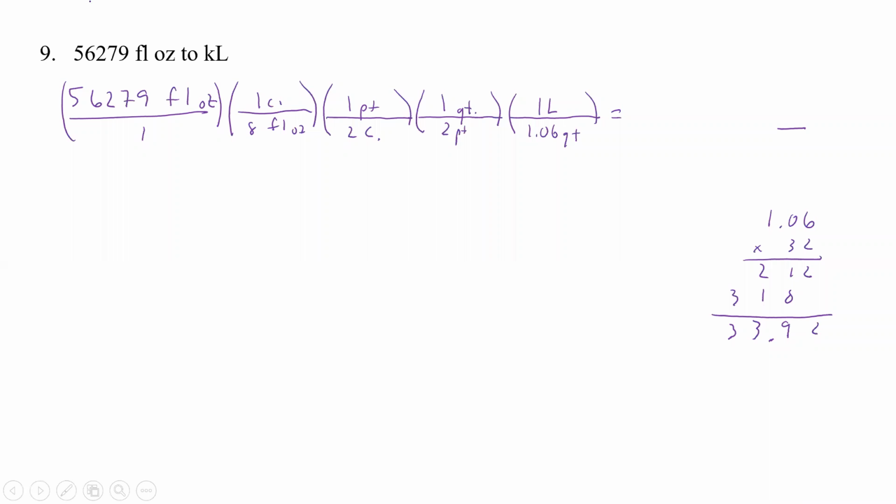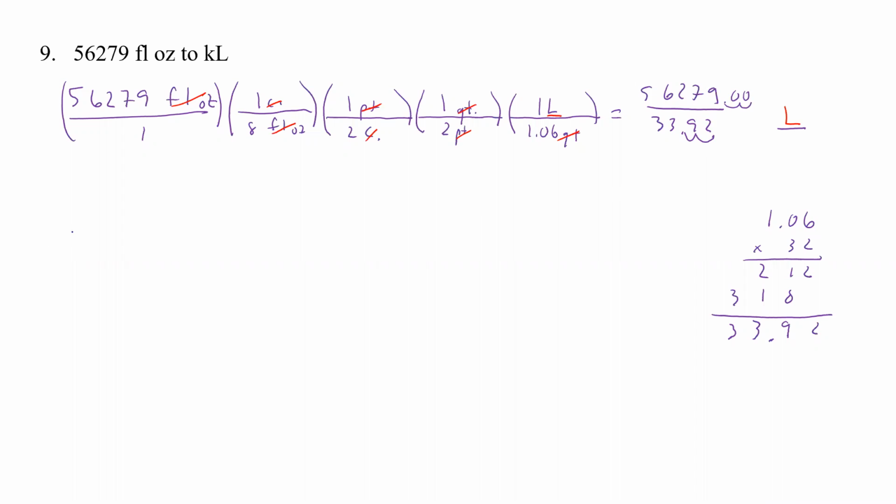And so now let's go ahead and make sure we've done all our conversions. Fluid ounces to fluid ounces, cups to cups, pints to pints, quarts to quarts. We're at liters, which is what we want because then we can move our decimal. So let's write this as our fraction, 56279 over 33.92. Now at this point we have to move our decimal place here to divide, so we have to move it up here to divide as well.